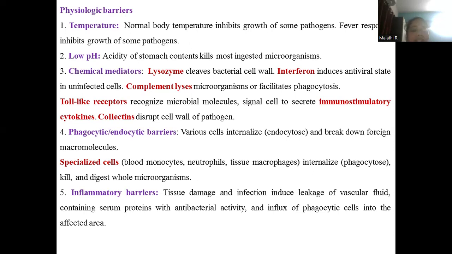Then we have phagocytic and endocytic barriers. Various cells internalize and break down foreign macromolecules.